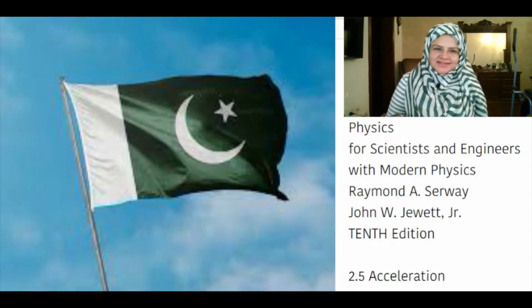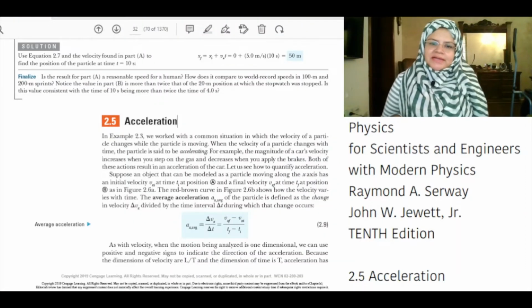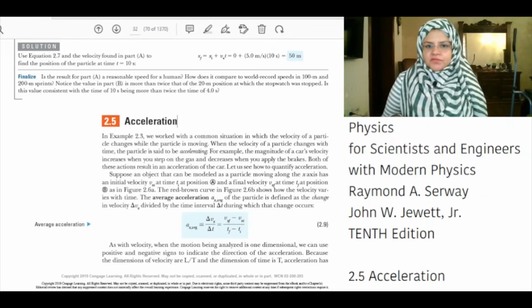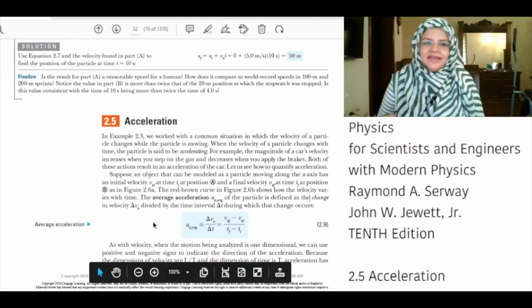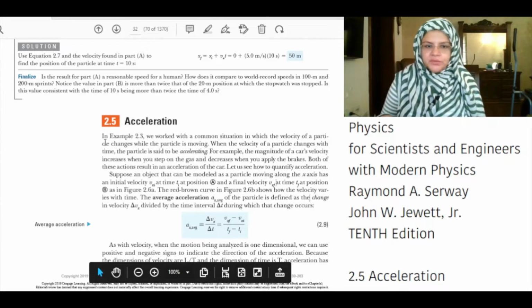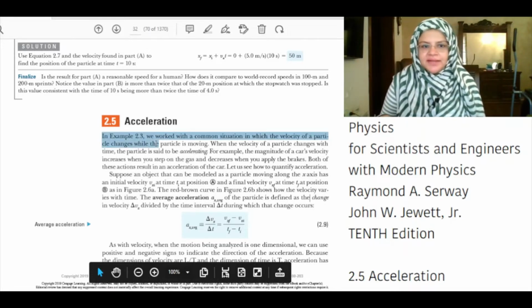Long live Pakistan. Today we will cover section 2.5 Acceleration from the book Physics for Scientists and Engineers with Modern Physics by Serway and Jewett, 10th edition. In example 2.3, we worked with a common situation in which the velocity of the particle changes while the particle is moving. When the velocity of a particle changes with time, the particle is said to be accelerating.